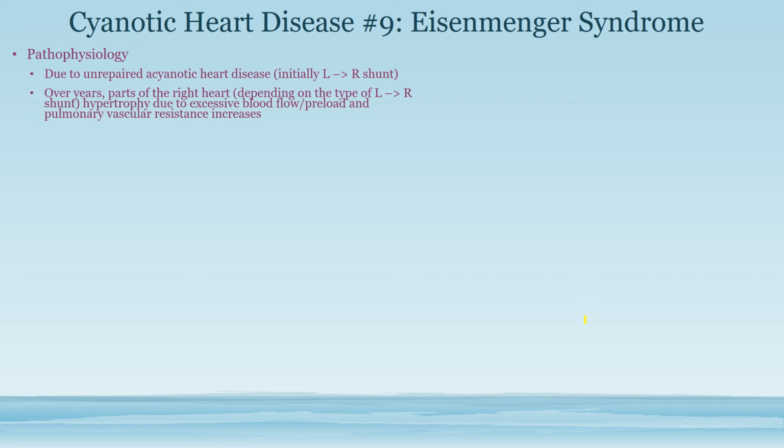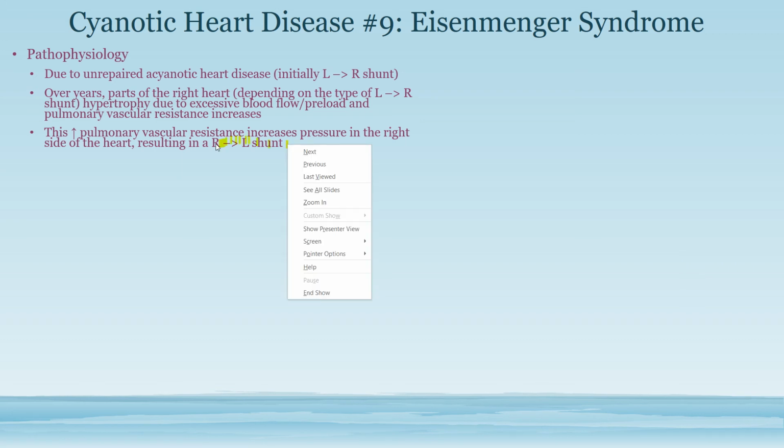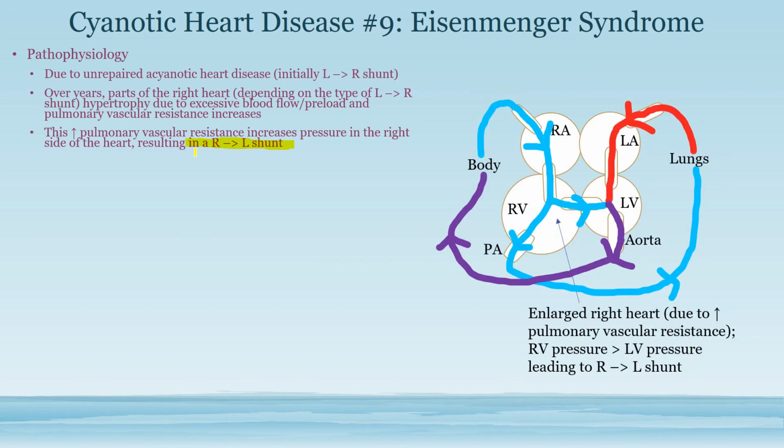And there will also be increased pulmonary vascular resistance over time because the blood from the right heart naturally goes to the lungs. And because of this increased resistance, you get increased pressure in the right side of the heart, and this can eventually shift the shunt from left to right to right to left. So you see right here, you can result in a right to left shunt, and this can lead to cyanosis. So if you have increased pulmonary vascular resistance and increased pressure in the right side of the heart, a right to left shunt can result.